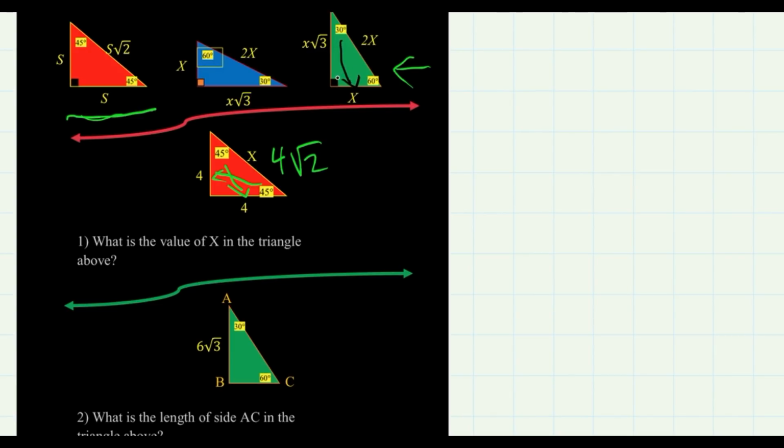Opposite the 90-degree angle is the 2x side. And opposite the 60-degree angle is the x radical 3 side. So looking at our triangle for number 2, opposite the 60-degree angle is the 6 radical 3 side. So x would be the 6. x radical 3, x is 6.